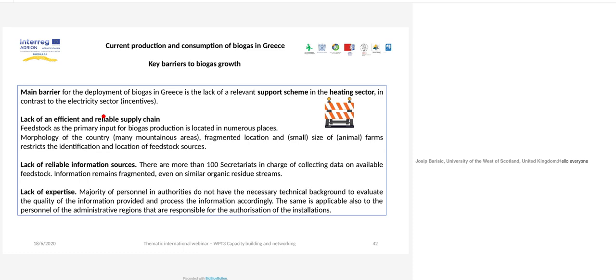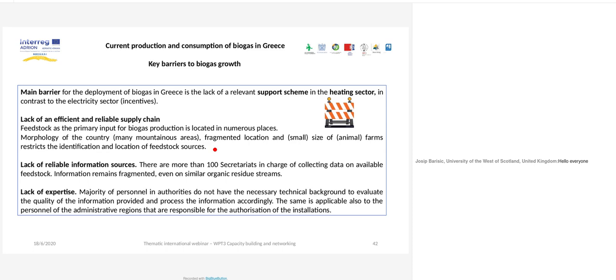Most of the feedstock used for biogas production is located in numerous places. The morphology of the country, with the many mountainous areas, the fragmented location, and the small size of the farms, mainly animal farms, restricts the identification and location of the feedstock sources. Then we have a lack of reliable information sources. There are almost 100 secretariats in charge of collecting data on the available feedstock, and often the information remains fragmented, even when we are talking about a similar organic residue stream.